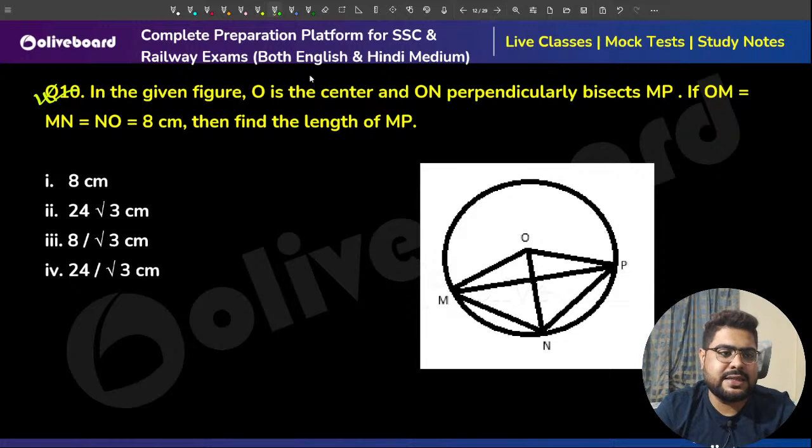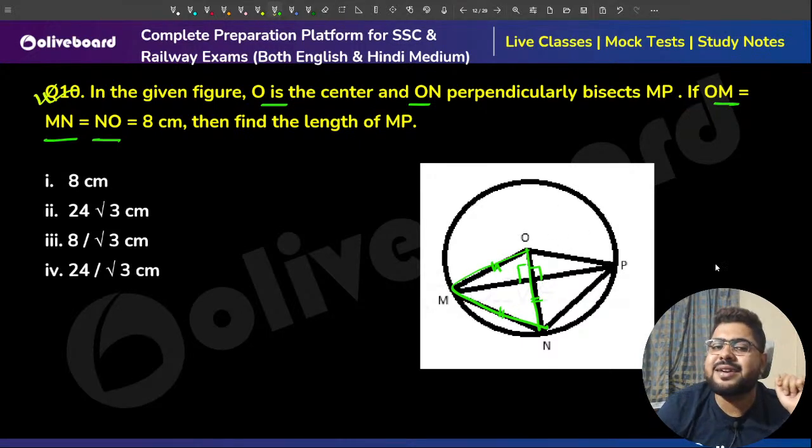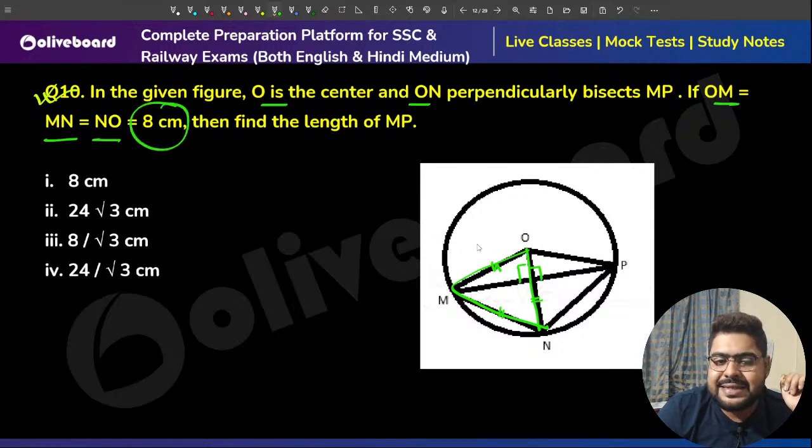O is the center. ON perpendicularly bisects, so all the 4 angles are 90. OM, MN, NO are equal, meaning this is an equilateral triangle, and the side is 8 centimeters each. They are asking for MP.